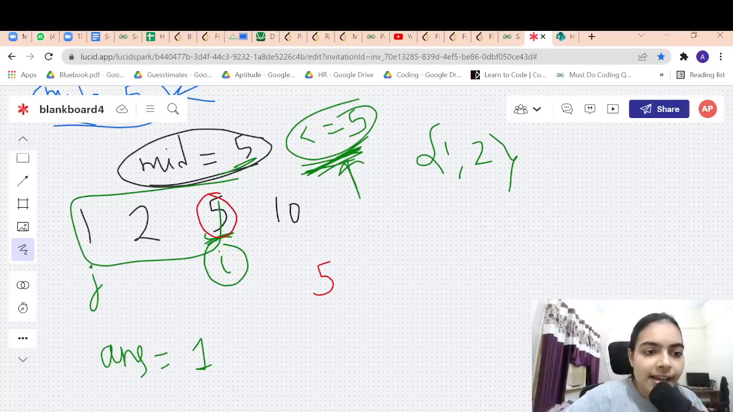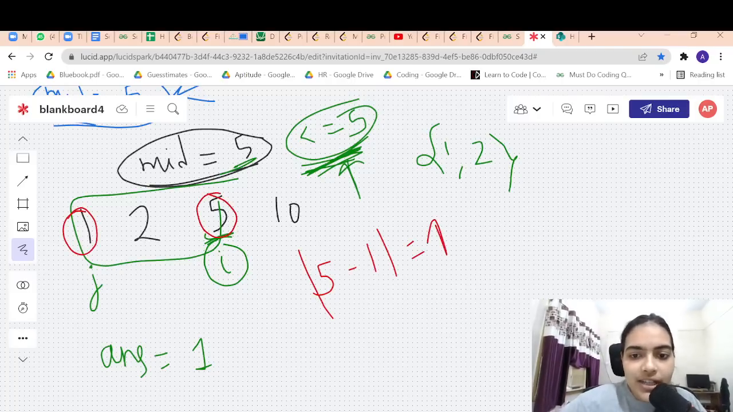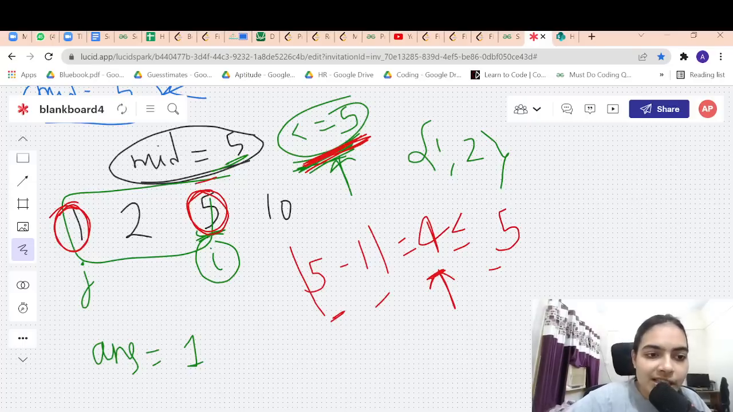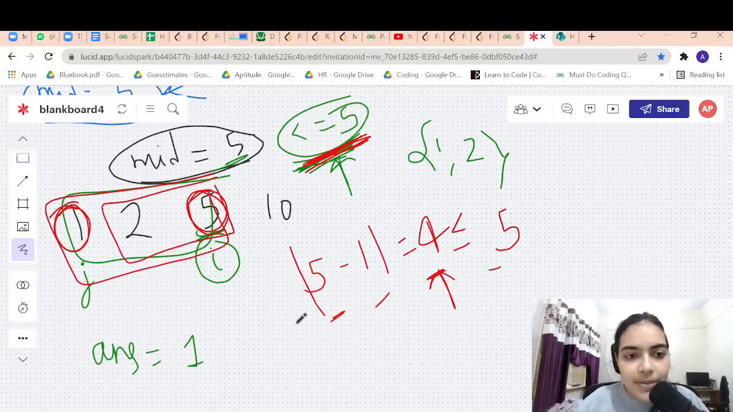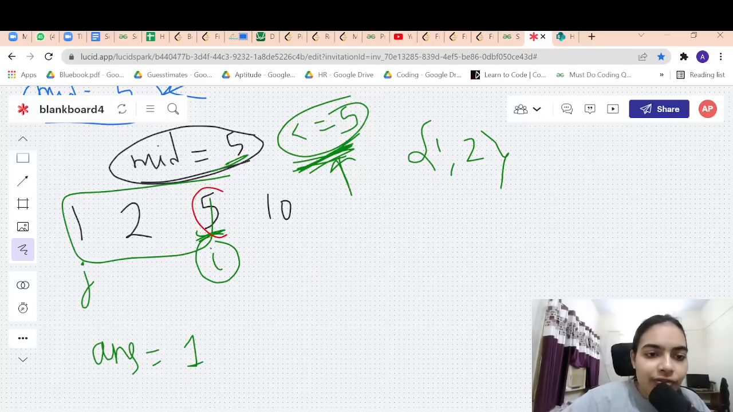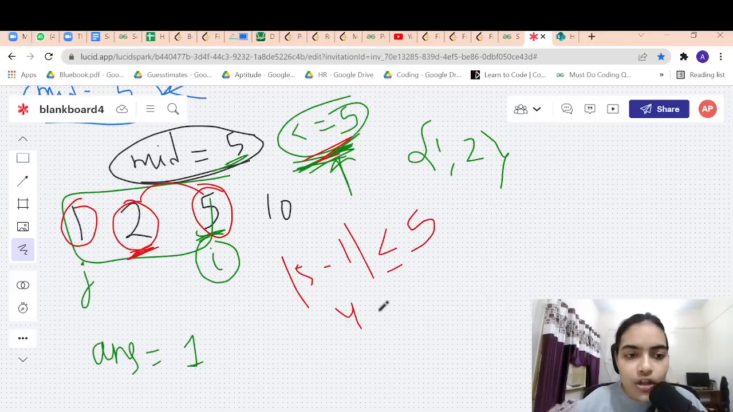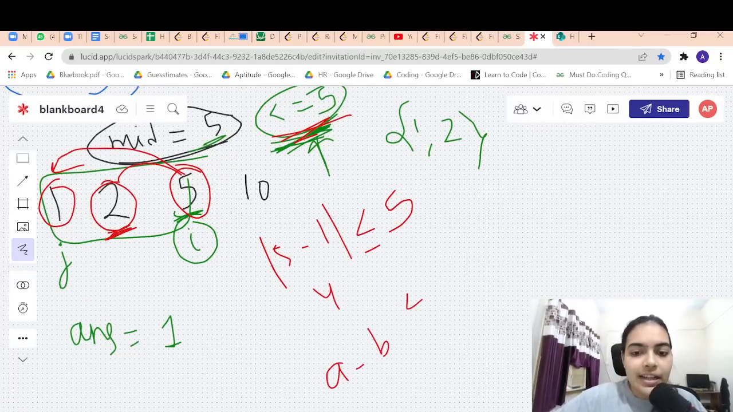Let's see it again. The highest value is 5, lowest value is 1. 5 minus 1 is equal to 4. 4 is less than equal to 5, right? What are we checking? We are checking how many pairs have absolute difference less than equal to 5. So I took the highest value 5, I took the lowest value 1. It is sorted, right? So I found 4 as the absolute difference. 4 is less than equal to 5. That means I found two pairs which have absolute difference less than equal to 5. Why? Because if 5 minus 1 is 4, which is less than equal to 5, obviously the 5-2 pair will also be less than equal to 5, because if this is less than equal to 5, a minus b is less than equal to 5 anyway.